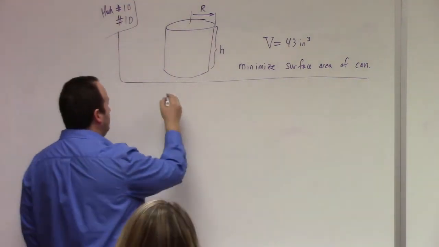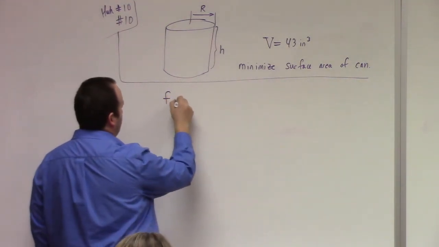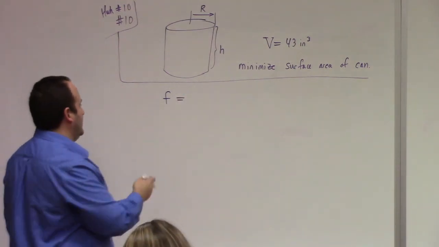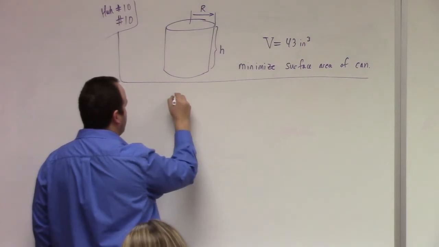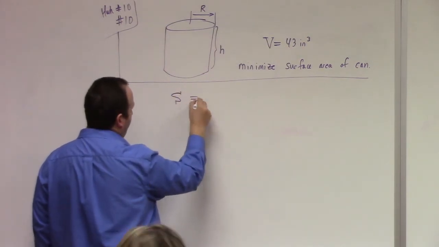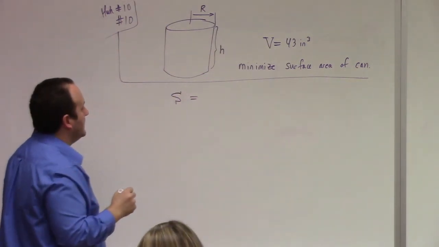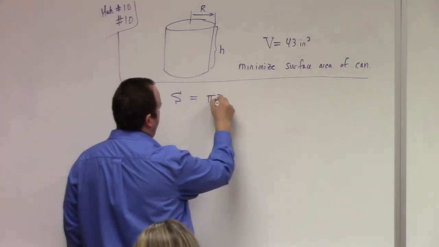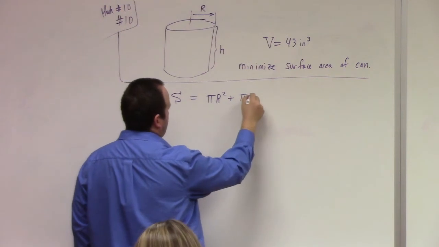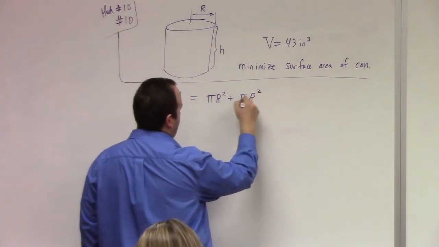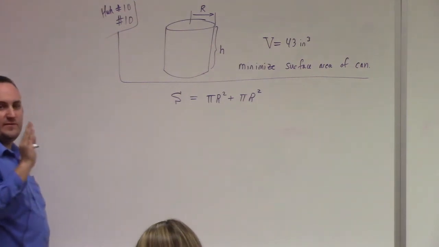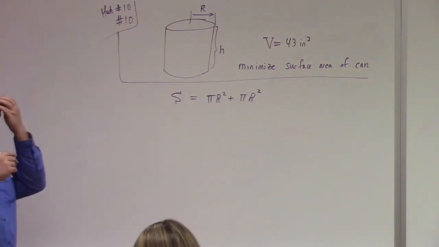Let's say that S is the surface area. Why not? Here we go. Surface area is what? It's pi r squared plus pi r squared. Those are the caps, right? The base and the top of the can. And then what's the side? How much area is there on the side of the can? Do you know how to think about that?